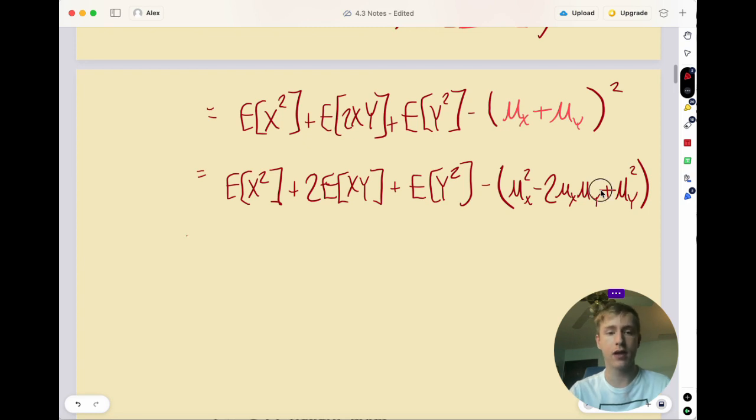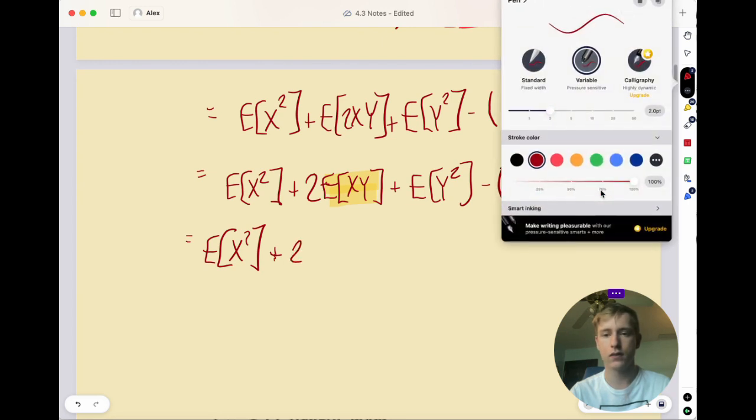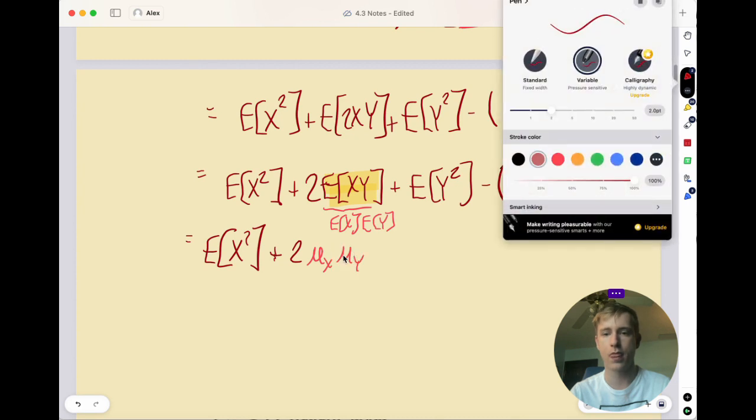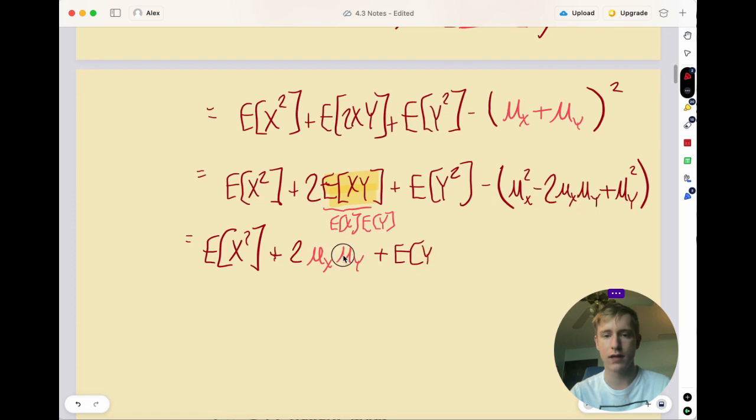Now, this is where that assumption about independence really comes in handy. So this is going to be the expected value of x squared plus 2 times, well, this is the expected value of x times the expected value of y, which I'm going to, of course, just write as mu sub x times mu sub y, plus the expected value of y squared, okay, minus mu sub x squared plus 2 mu sub x mu sub y plus mu sub y squared. Okay, so then these terms just cancel.